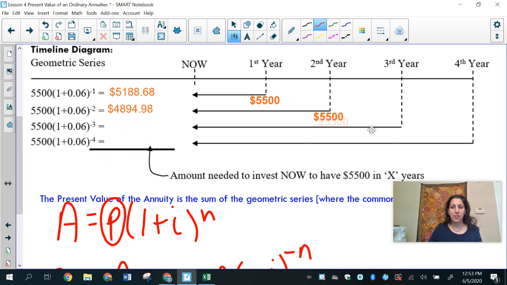And of course, the pattern's going to continue. So in the third year, I need 5,500. So I put that in. That's 46 I need now. And then for my last year of university, I need another 5,500, and that's 43.56.